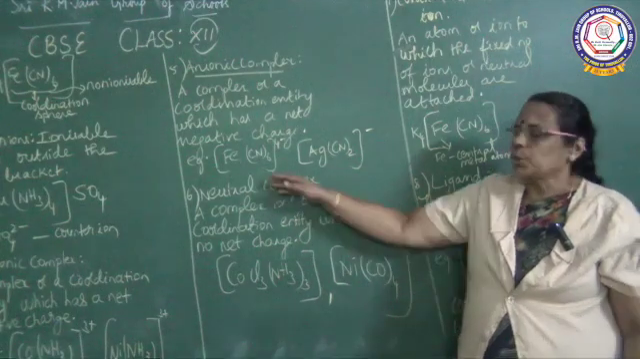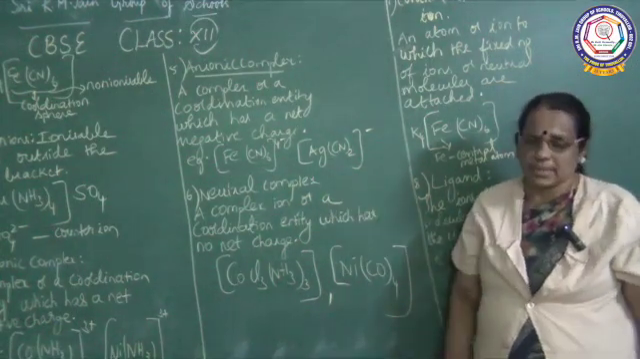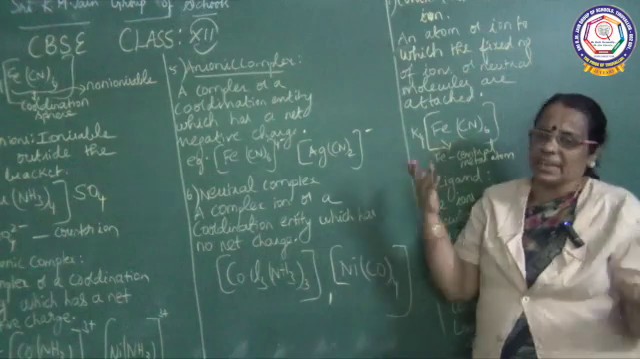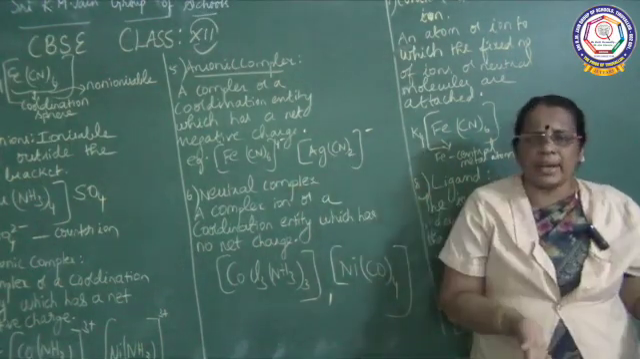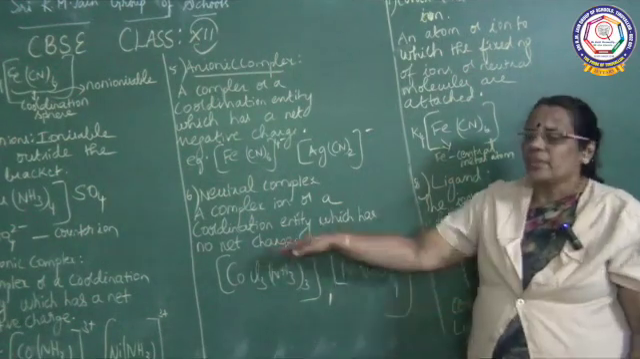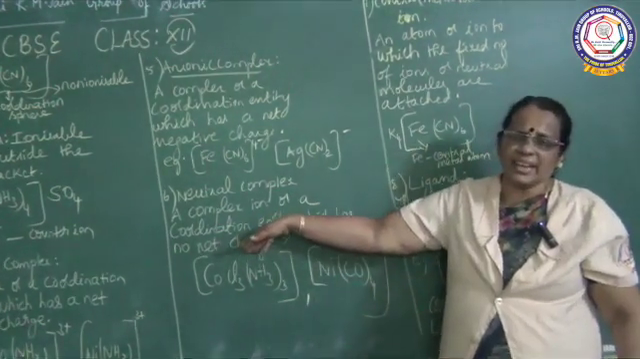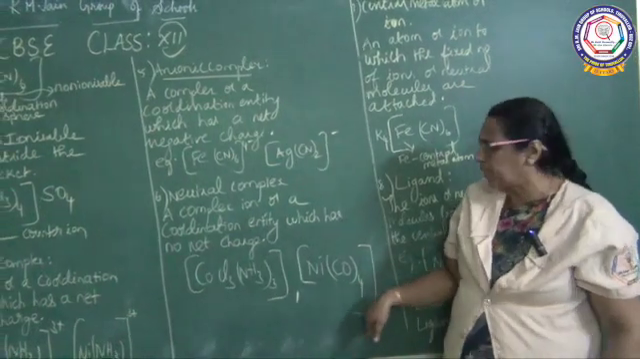The next one is neutral complex. A complex which doesn't have any charge, doesn't have either a positive or negative charge, we can call such a coordination entity or complex a neutral complex.